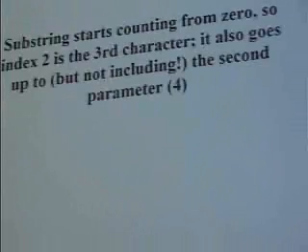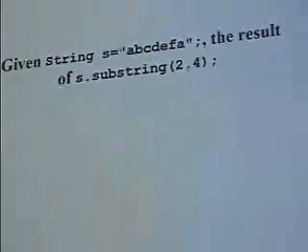How about the string one? It also goes up to not including the... Oh, yeah. So it starts at character index 2, which is C, and does character index 2 and character index 3. It goes up to but not including character index 4. So it starts at 2 and it ends just before 4.